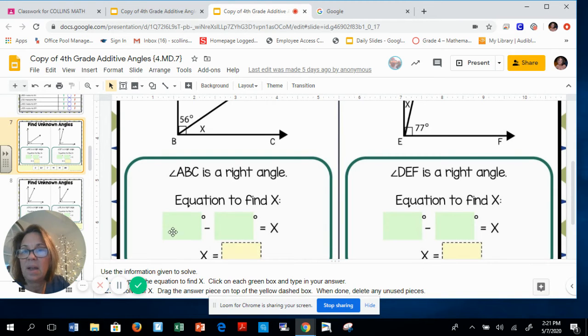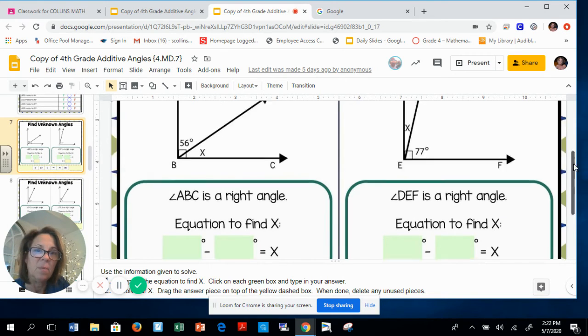So I'm going to be typing 90 degrees here. Then I'm going to take away this part that I know, 56 degrees. So I'm going to take away that 56. And whatever answer I get here, I would click, and that's what the angle degrees for this x would be.